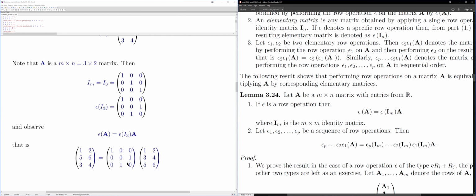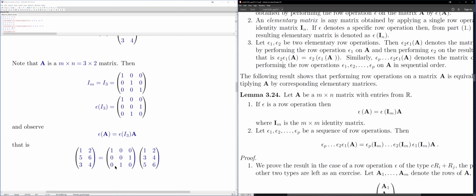In other words, if I want to switch row 2 and row 3 for this matrix over here, I can multiply by a certain matrix. And that certain matrix is an elementary matrix. So if I want to switch row 2 and row 3 one more time, what I do is multiply by a certain elementary matrix.